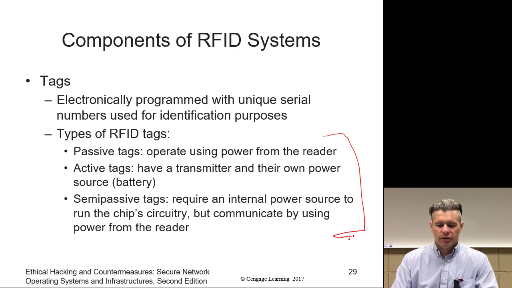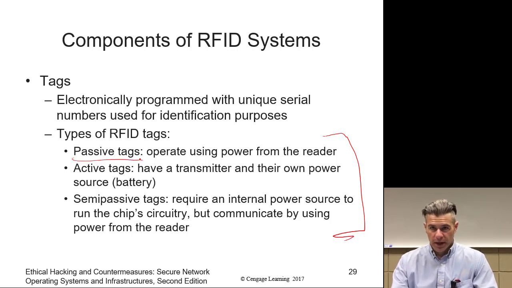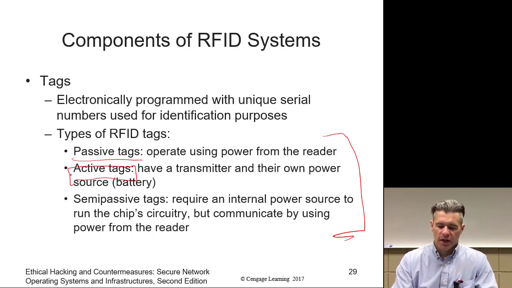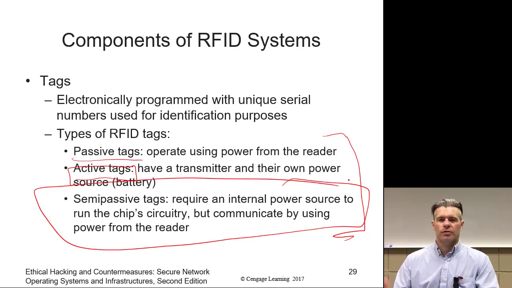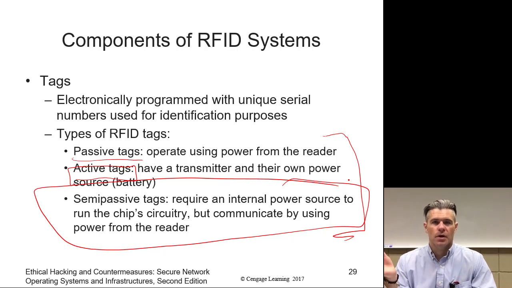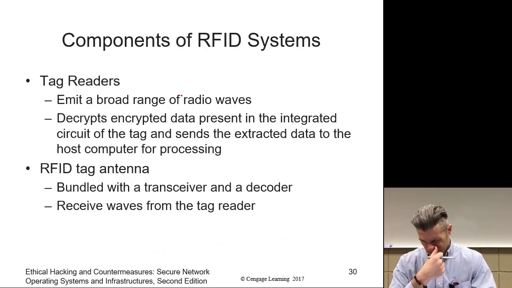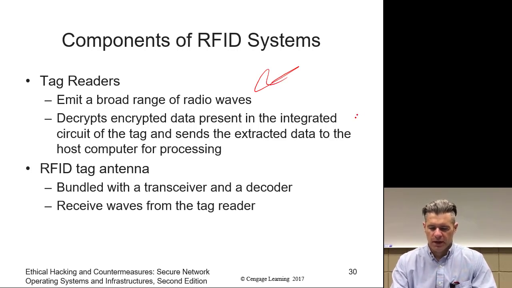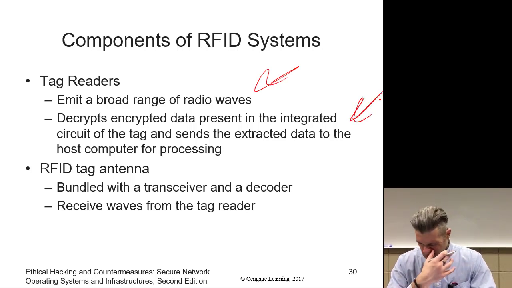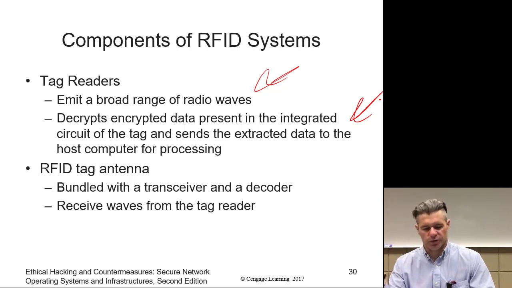Basically, there's a handful of different types you can get your hands on. The passive tags are powered by the reader, as I mentioned just briefly. An active tag will have a battery unto itself, and then there's often some kind of hybrid where there's power enough to run the chip when it's not working, but when it talks, just like a passive tag, the reader powers the communication. So the readers spam radio waves into the ether, and then data encrypted on the circuit is extracted by the host.